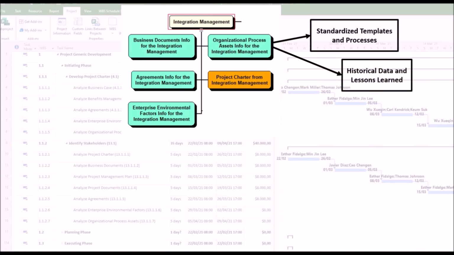2. Historical data and lessons learned. Historical data from past projects, such as success rates, challenges, and outcomes, can inform the development of the project charter. Lessons learned from previous projects help avoid past mistakes and incorporate best practices, increasing the likelihood of project success.